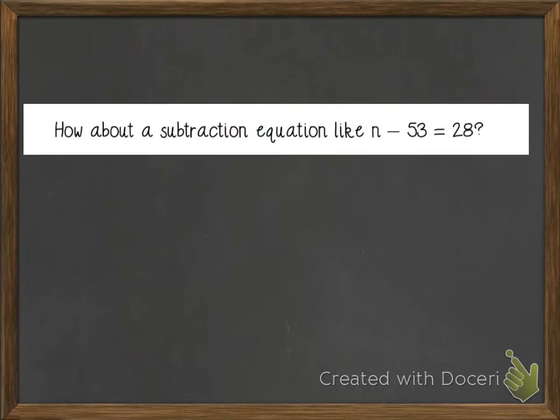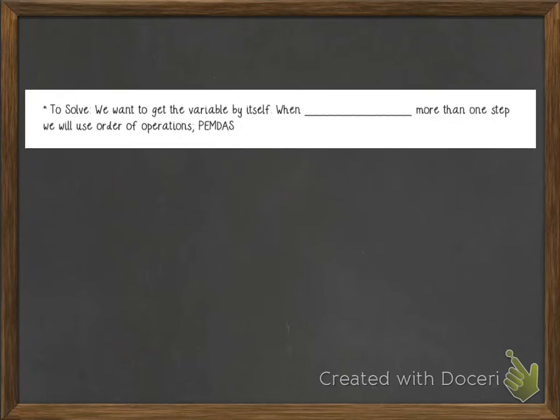But what about if we had a subtraction equation like this? N minus 53 equals 28. This particular subtraction problem isn't necessarily something that all of us can do using mental math. So we are going to learn how to solve them. And when we solve, we want to get the variable by itself.